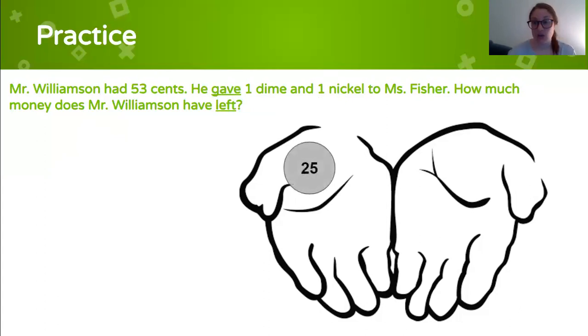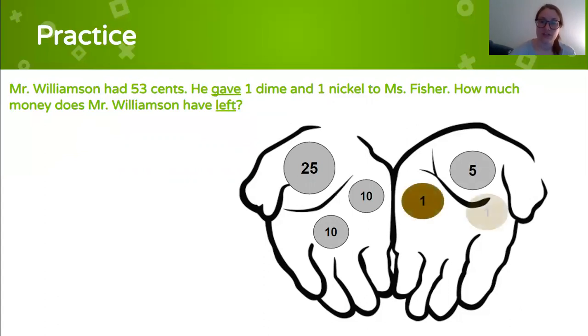I know that there's a quarter, 25. Another dime is going to be 35. And another dime is going to be 45. So now he's able to give a dime to her, but can he give her a nickel? Not yet. He has 45 cents. So let's add that nickel to make it 50, 51, 52, 53. There's more than one way to show a total value in coins.